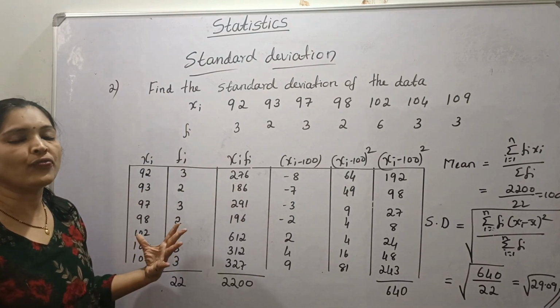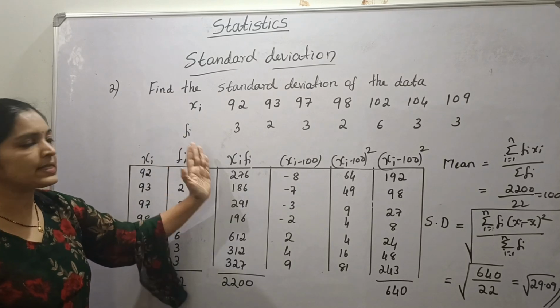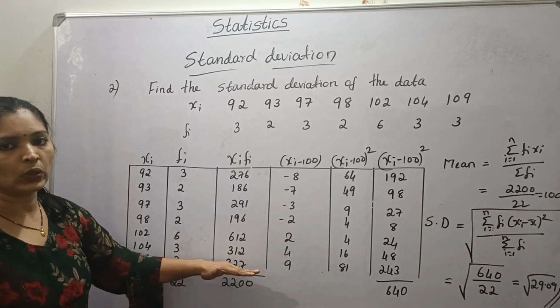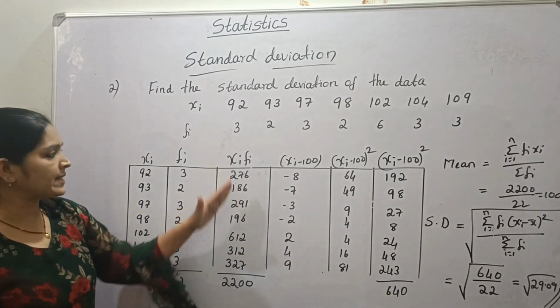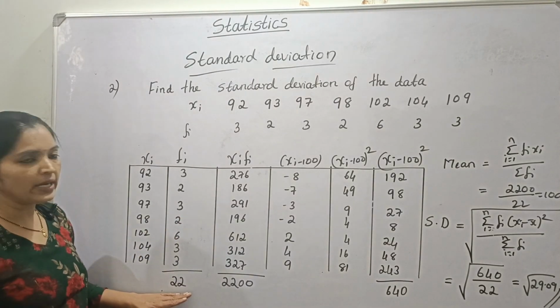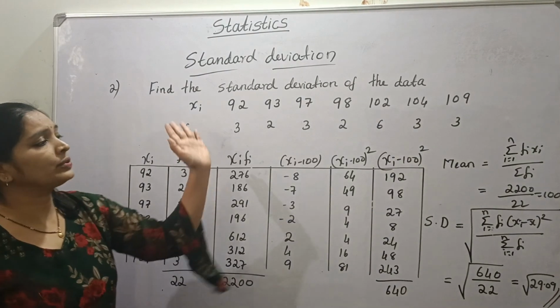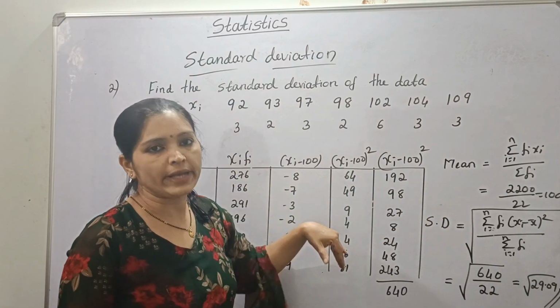See here we need to find the mean of the data, right? So here we need to find Xi Fi, so their sum, okay. First you have to find the sum of the Xi Fi, that is 2200, and the sum of Fi, 22. So next is find the mean, okay. So after finding the mean, go to the next column.